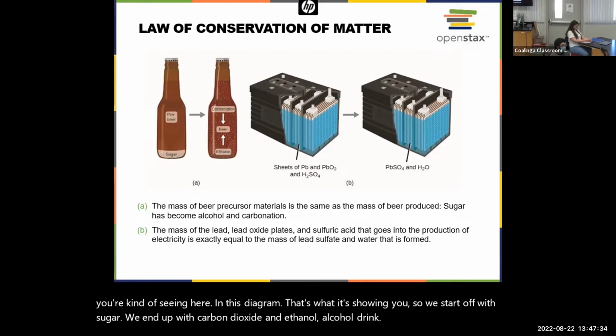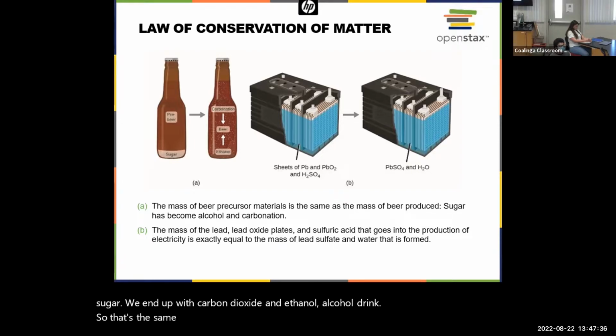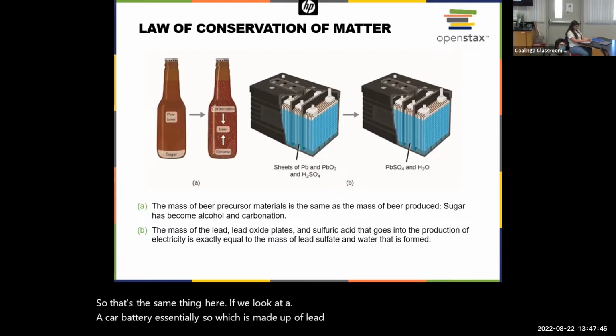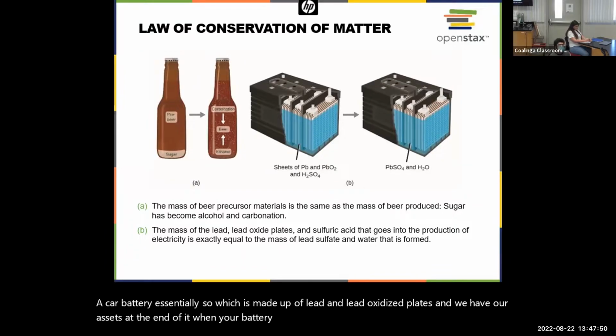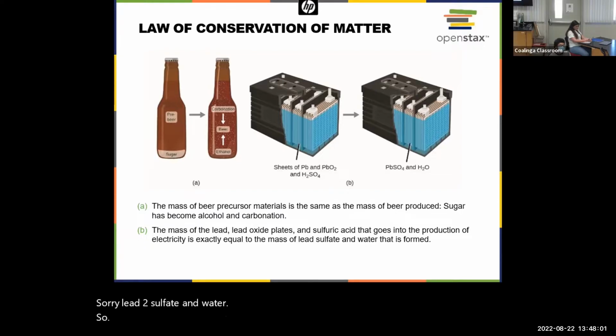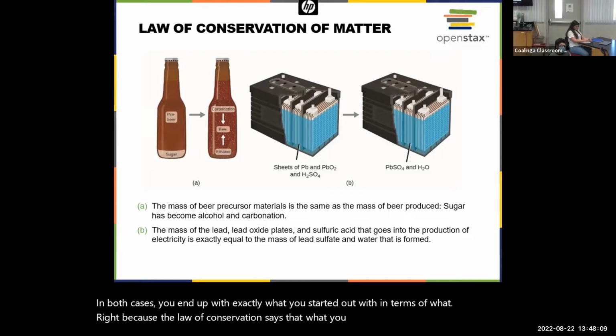Okay. So that's the same thing here. If we look at a car battery, essentially, it's made up of lead and lead oxide plates, and we have our acids. At the end, when your battery is pretty much dead, you end up with lead sulfate and water. So in both cases, you end up with exactly what you started out with in terms of weight, because the law of conservation says that what you put in, you have to get out.